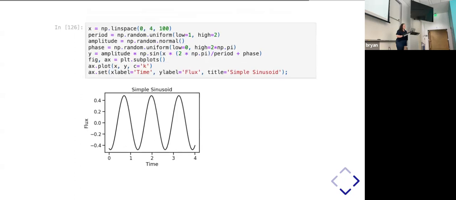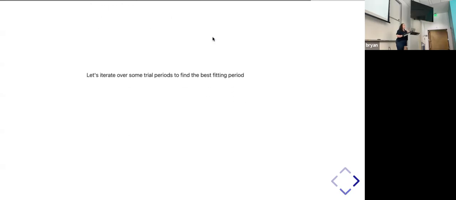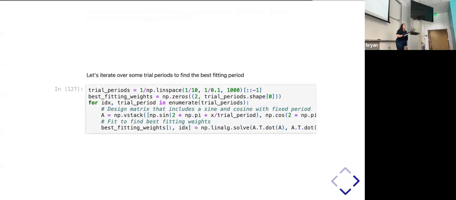Here's another simple sinusoid that I'm plotting. It has a random phase, a random amplitude, and a random period between 1 and 2. If I want to iterate over some trial periods, I can do that very simply in Python. Here you can see what I'm doing is I am iterating through periods between 0.1 and 10 days. It is linearly spaced in frequency, which is the optimal sampling to fit in a periodogram.